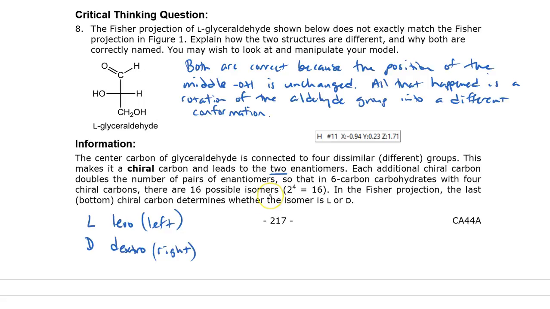So if you have two chiral centers, then you have 4 options. Every time you add another chiral center, you multiply the number of options of what we call stereoisomers by 2. This just says 16 possible isomers. I'm saying that those are called stereoisomers, which we actually talked about.